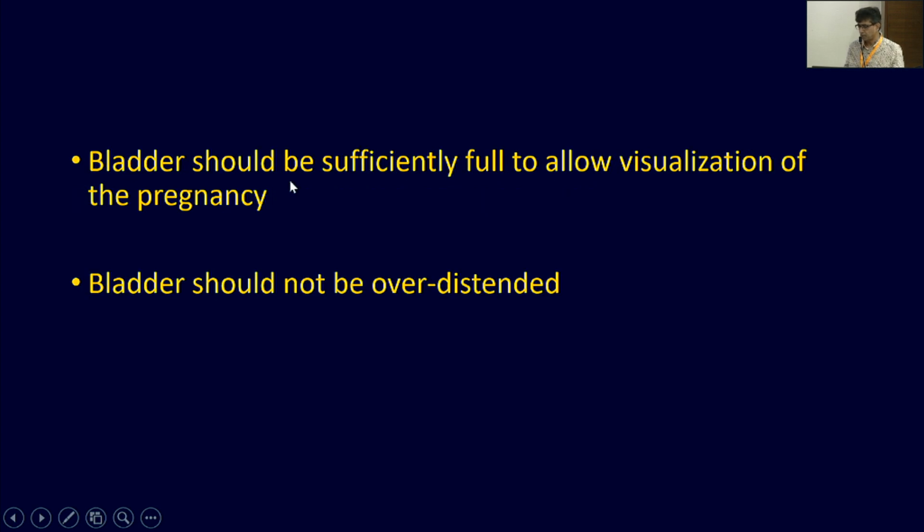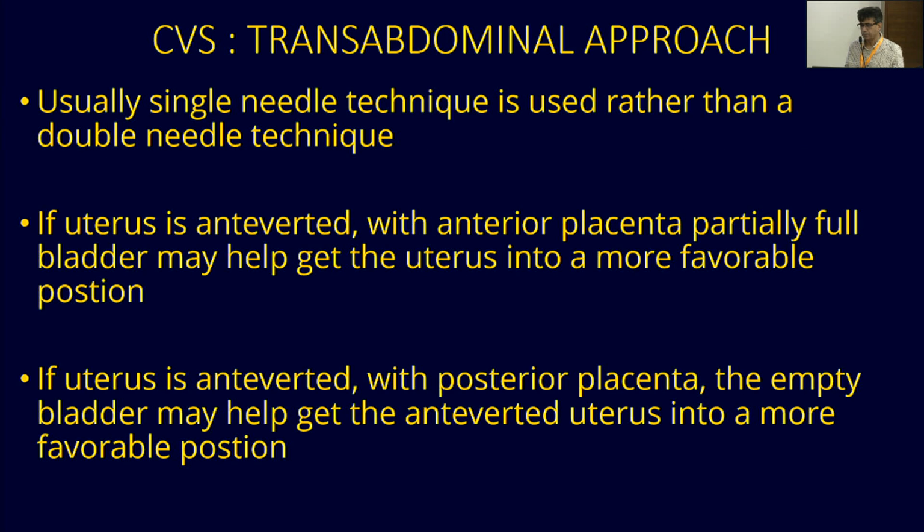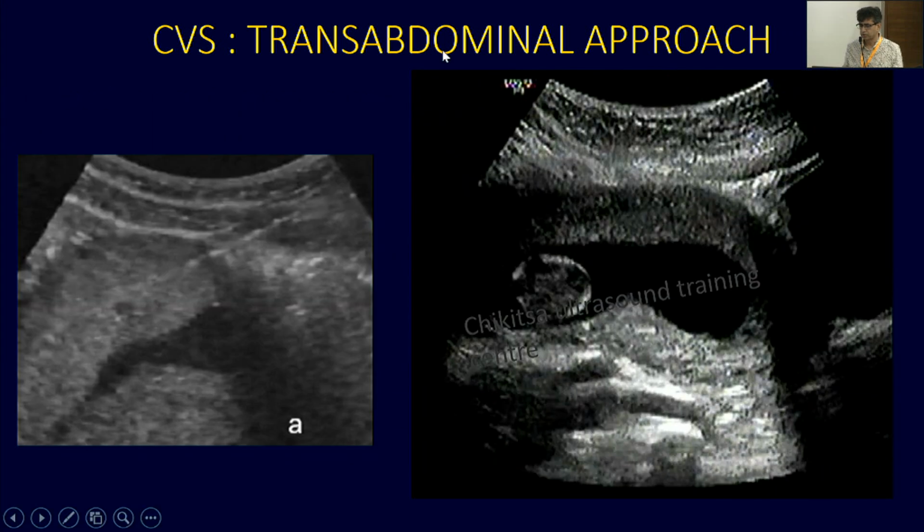Now, the bladder should be sufficiently full to allow visualization of the pregnancy, but should not be over-distended. In the transabdominal approach, generally the single needle technique is used. If the uterus is anteverted and the placenta is anterior, then a partially full bladder might help to get the uterus down into a more favorable position. But if the uterus is anteverted and the placenta is posterior, then an empty bladder might help to get the anteverted uterus into a more favorable position.